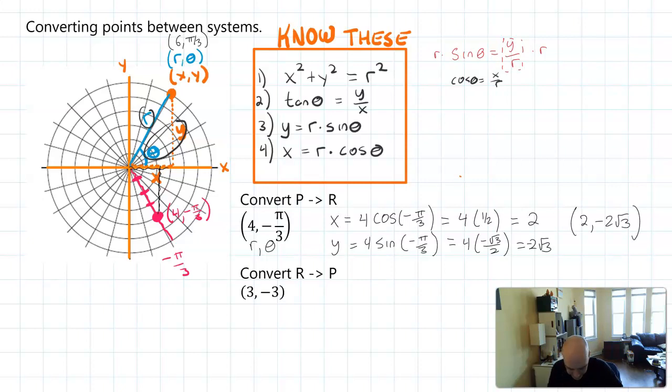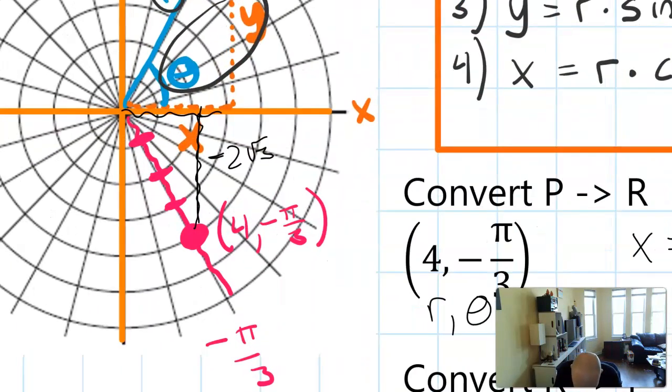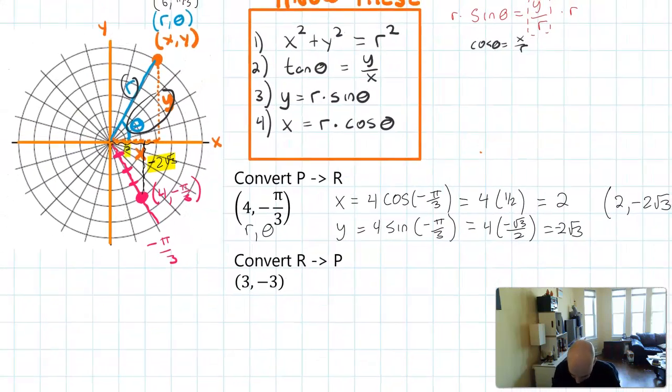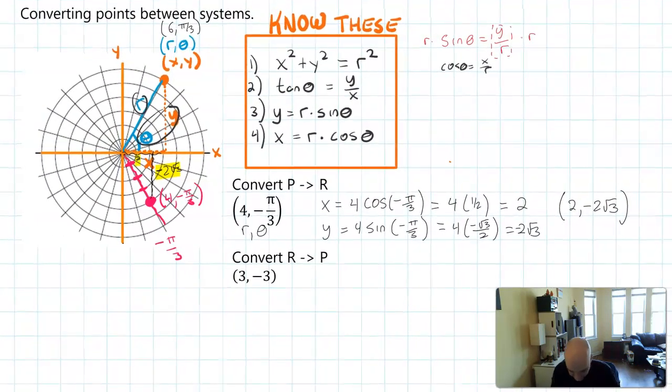And you could still get that by drawing a triangle, but those would be effectively the side lengths of the triangle that you would draw anyway. So that's converting polar points to rectangular points. Now let's try converting a rectangular point to a polar point.